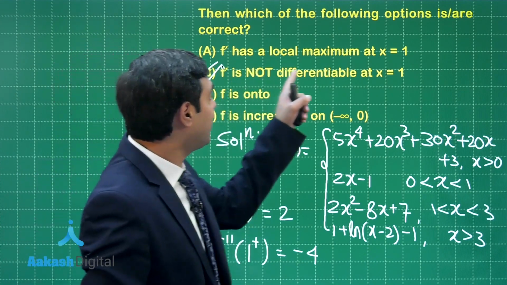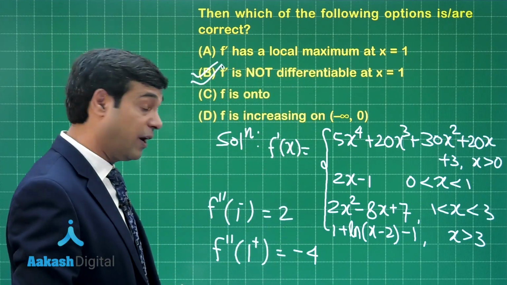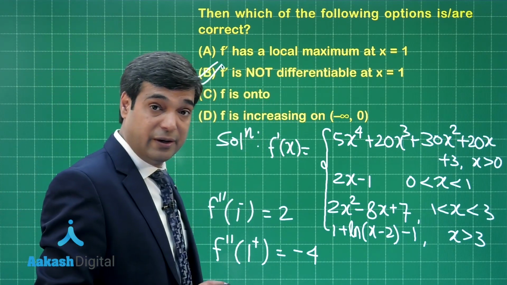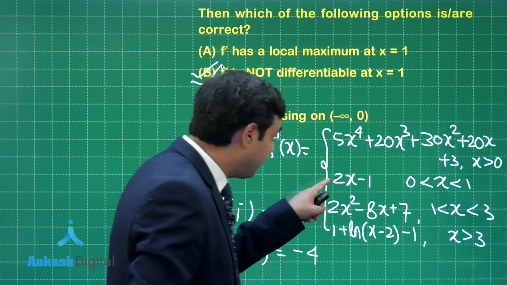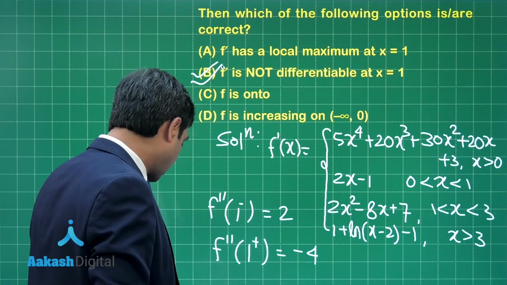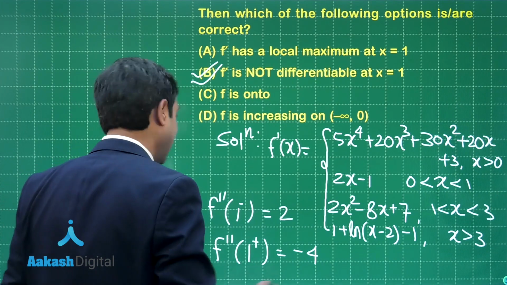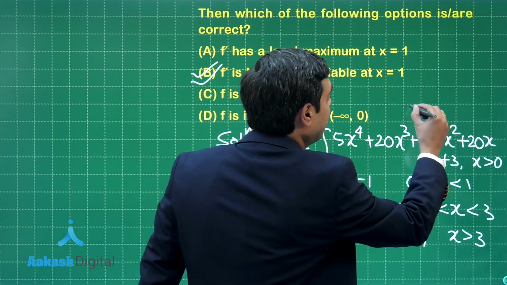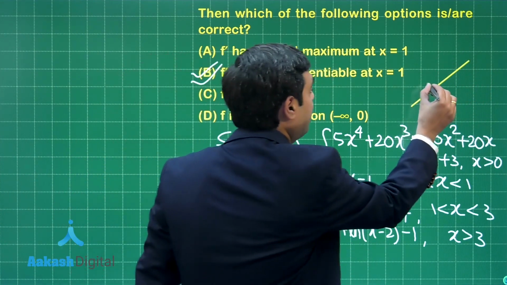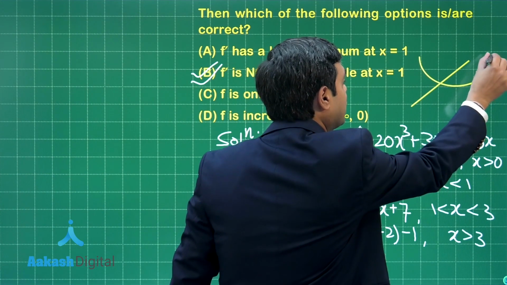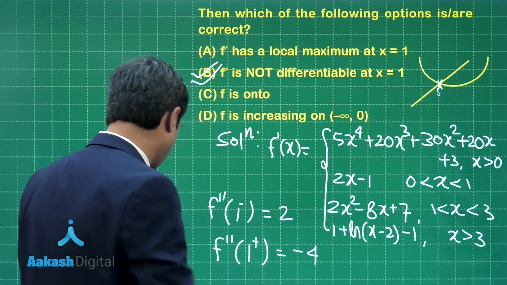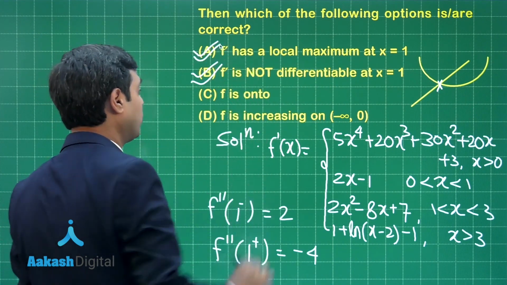Now, f' has a local maxima at x equals 1, right? So when you talk about maxima minima of f', when you draw the function f' you can see this is a straight line and this is the parabolic shape. When you try to draw these as the line and parabolic shape you will be getting a figure like this one, a straight line here and then a parabolic shape like this one, right? So here you will be getting a point of local maxima. So option A is also correct.